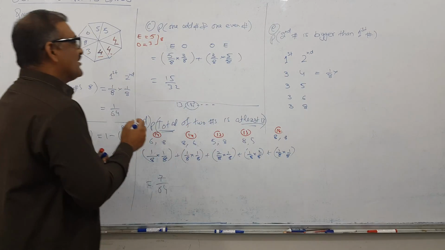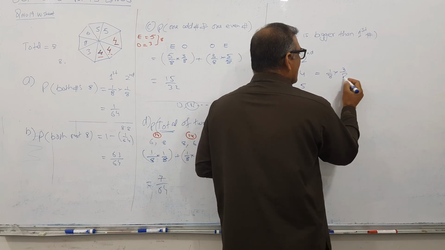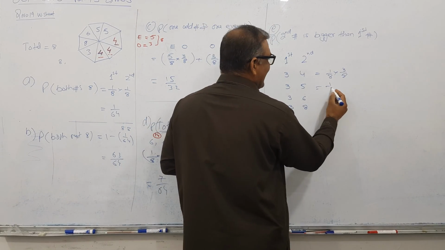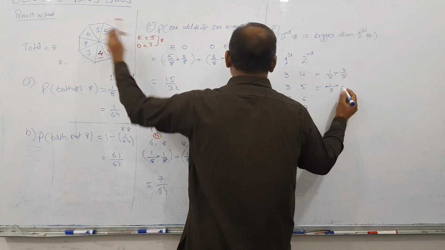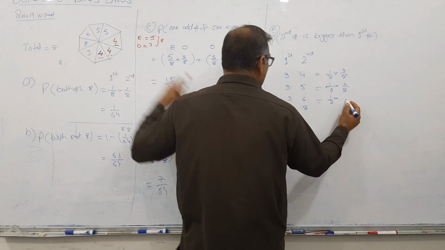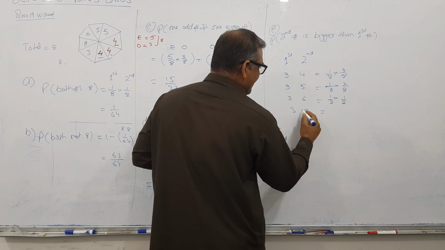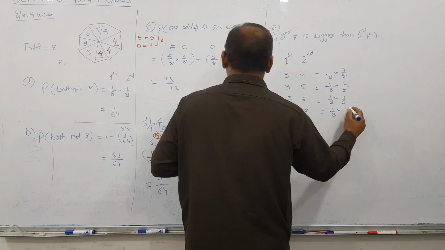And how many 4s do we have? 1, 2, 3, so 3 by 8. And similarly here 1 by 8. And how many 5s? 2 by 8. And here again 1 by 8. How many 6s? 1 by 8. And for 3, 8, what option do we have? So 1 by 8 into 1 by 8.